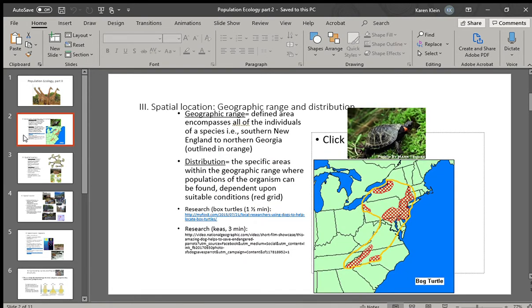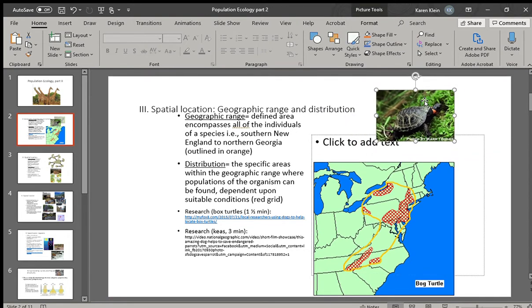So in addition to abundance, what a population ecologist is interested in knowing is where this population is actually located. Where you have the entire area geographically where that animal can be found, this whole area that you see in orange, we refer to that as the geographic range. And the example I give here of bog turtles, you could say that their geographic range in North America is from southern New England all the way down to northern Georgia.